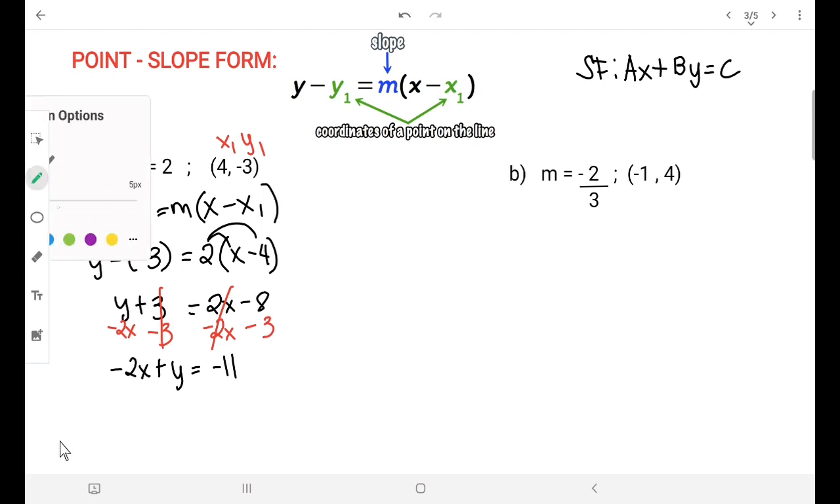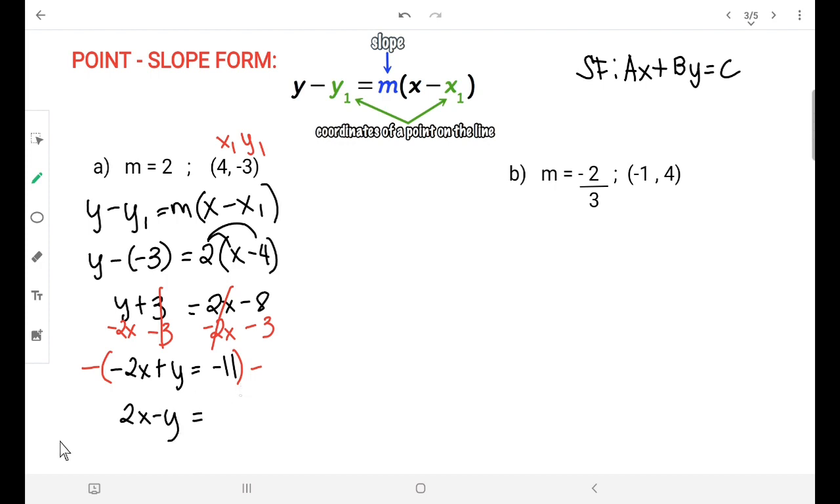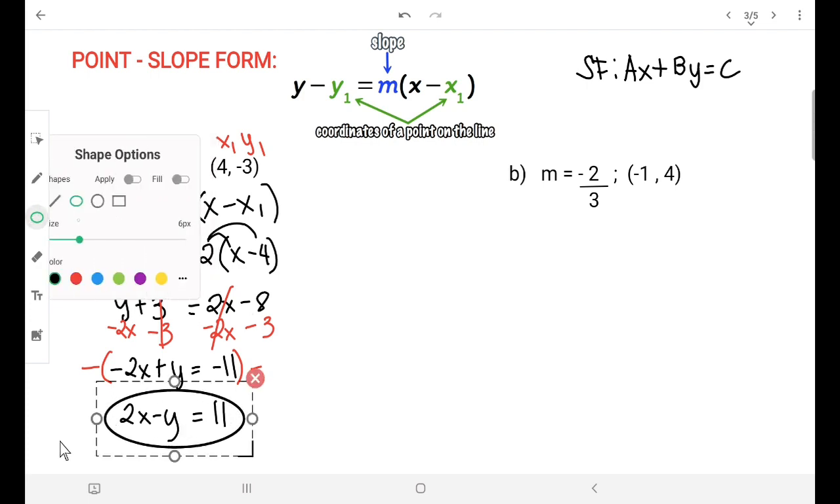So we have to multiply both sides of the equation by negative. So we will have negative times negative 2x is positive 2x. Negative times positive y is negative y. Negative 11 times negative is positive 11. And we're done, since the x term, or the leading term, is now positive.